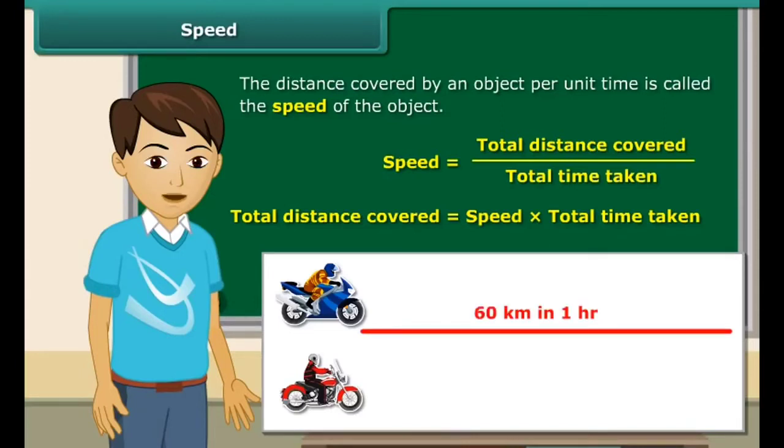For example, if I take the time constant, that is 1 hour, for any two objects, an object A which travels 60 km in 1 hour and another object which travels 40 km in 1 hour, then the speed of object A is much higher than the second object.